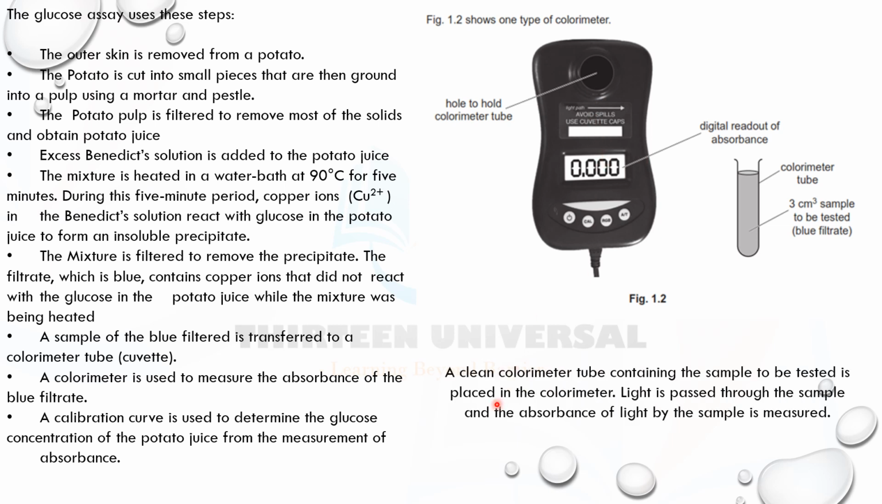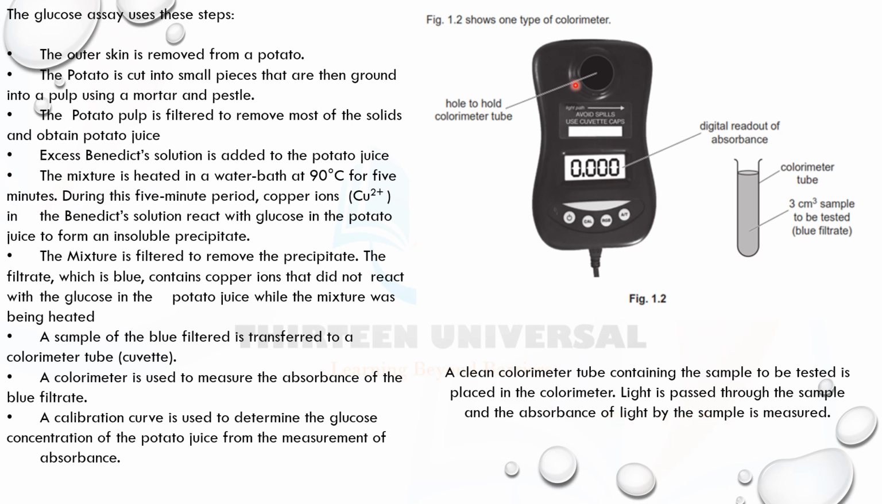A clean colorimeter tube containing the sample to be tested is placed in the colorimeter. It is placed here. This is where it is placed, and then light is passed through the sample. So light passes through the sample, and then the absorbance of light by the sample is measured.